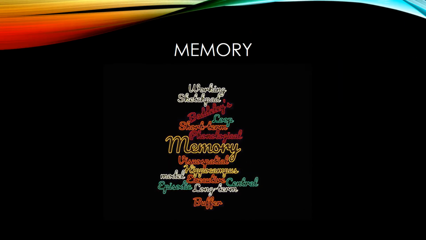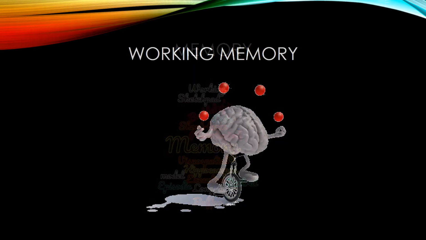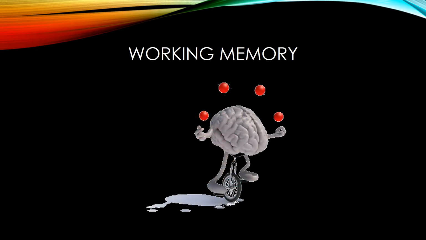There are several subcategories of memory. You probably know about long-term and short-term memory. But there's a third one, called working memory. While your brain may not actually be juggling and riding a unicycle through water, it does have to combine many things at once in working memory. Working memory lets you manipulate information. It allows you to hear what I'm saying, see this video, process the information, and then do something about it.